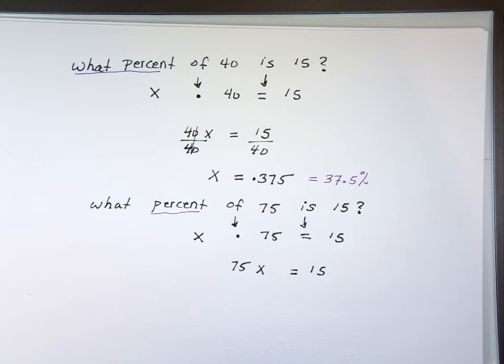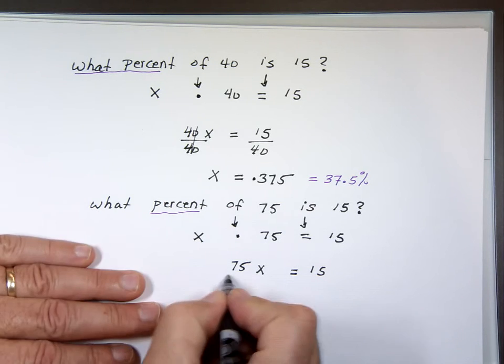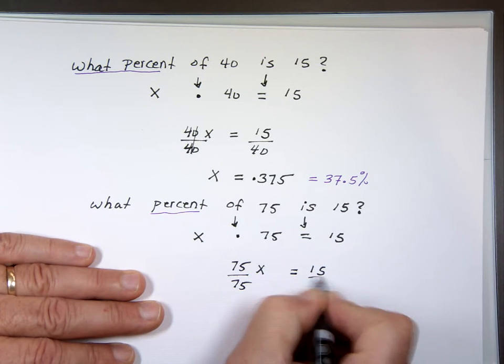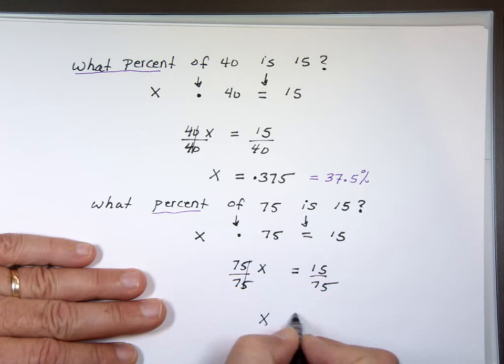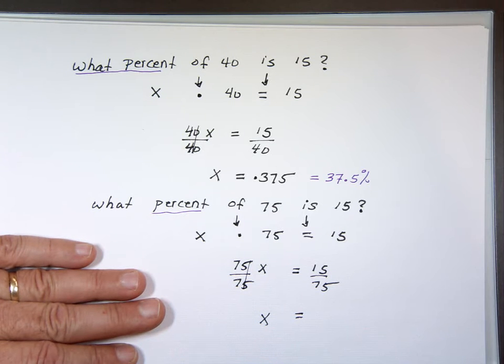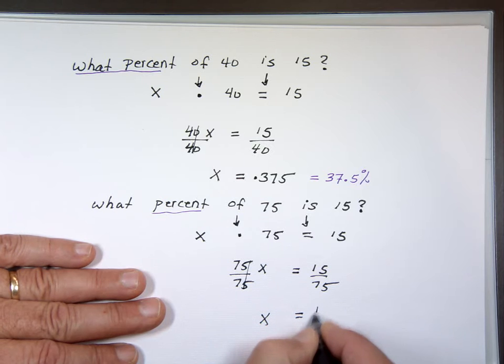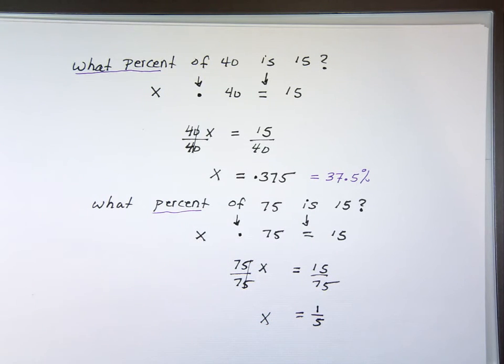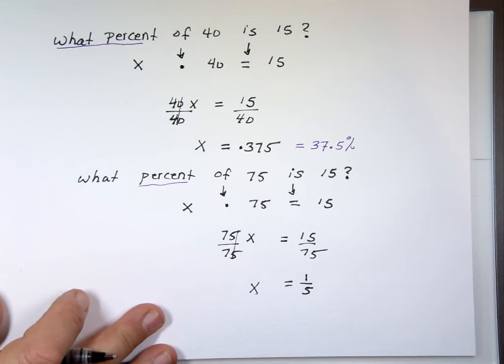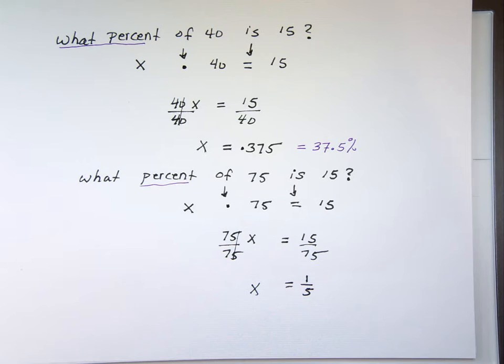Now if you divide them, and if you simplify 15 over 75, notice you can divide that by what? By 15? That's 1 over 5 if you simplify it. But that's not a percent. That answer is what? It's a fraction. How do you change a fraction to percent? What do you do?